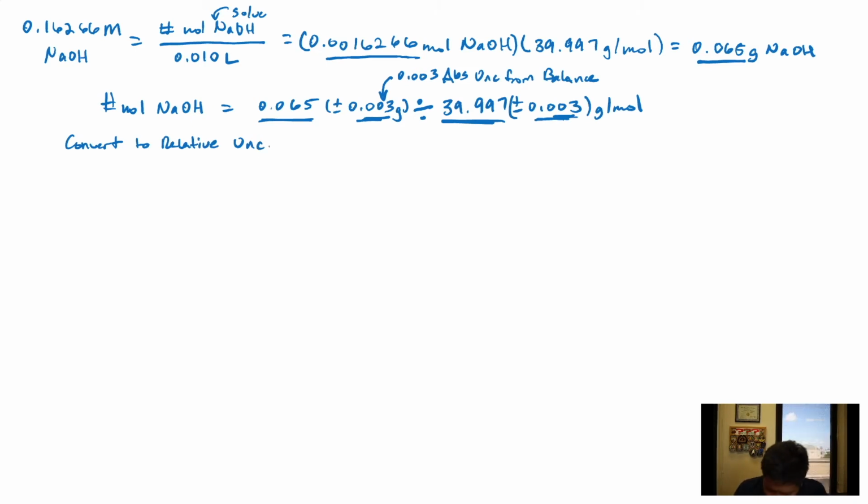We'll do that with the same equation we've always been using. Sy over y equals 0.003 for the uncertainty of the formula weight divided by the formula weight, 9.997. And that equals 7.5 times 10 to the negative 5. Or if you wanted to report it as an actual relative uncertainty, you can convert it to a percentage, which would be 0.0075%. But in calculations, we'll always use this number.